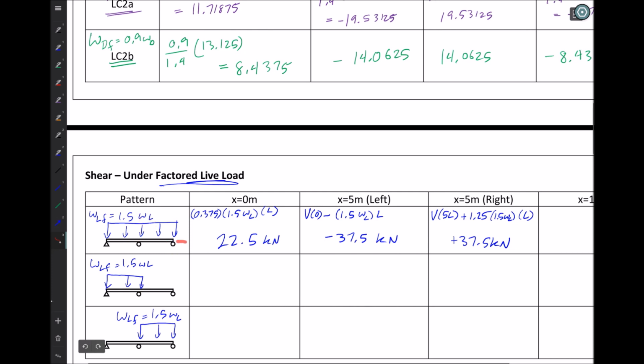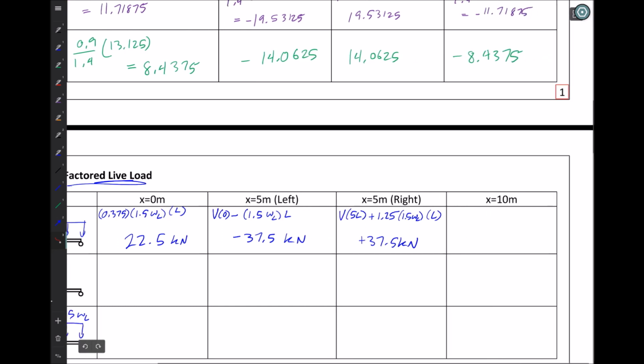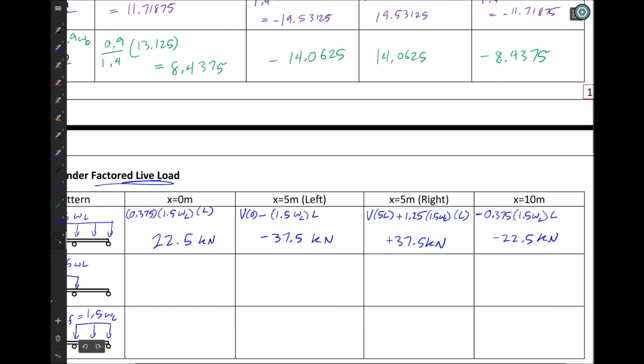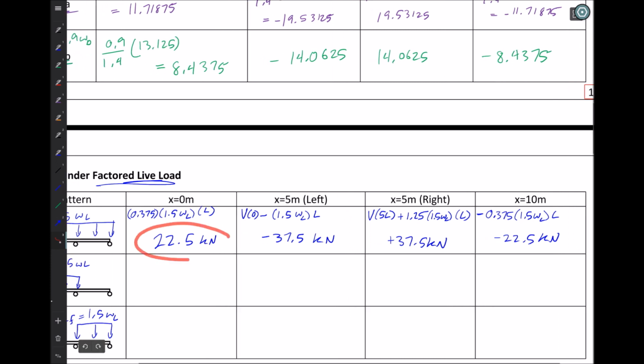Or we can simply start at 0 and subtract the reaction. So let's do that. Let's take the reaction away. And we're left with our coefficient with a negative sign now because we're going to subtract it from 0, minus 0.375 multiplied by 1.5 live load multiplied by our span, giving us minus 22.5 kilonewtons. And once again, our knowledge of how this shear diagram should look makes sense. We have plus 22.5, minus 22.5 at either end. And then right in the middle, we have equal but opposite values. And so everything's working out fine for us.